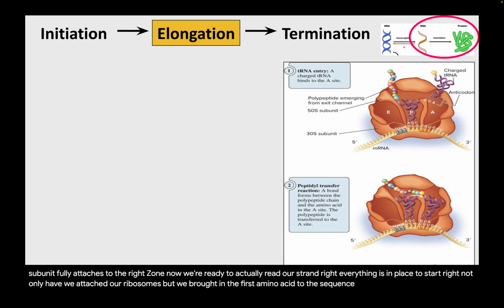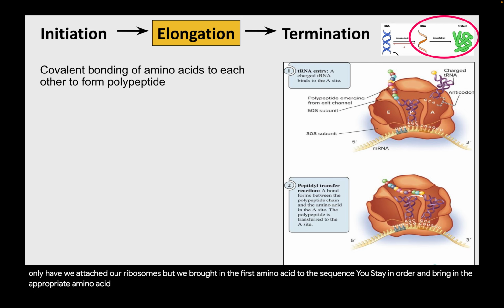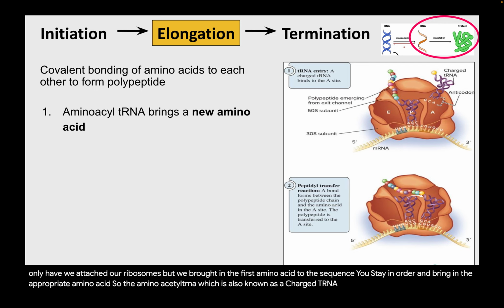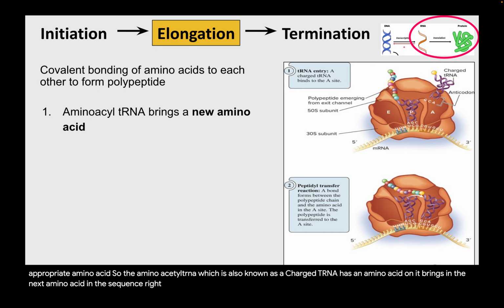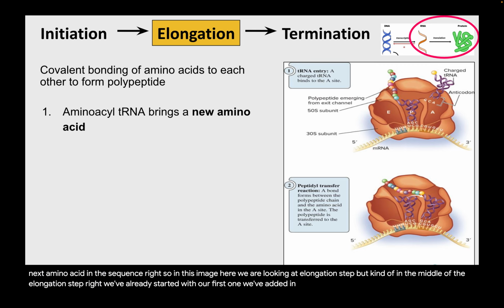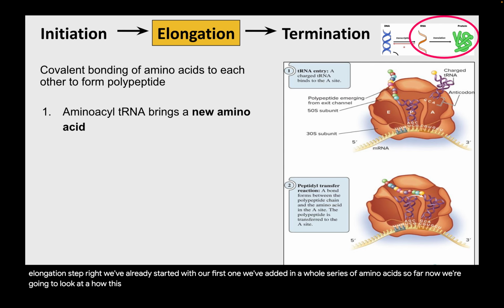Our next step, elongation, is basically the ribosome reading the mRNA in order and bringing in the appropriate amino acid. The aminoacyl tRNA, also known as a charged tRNA, has an amino acid on it and brings in the next amino acid in the sequence. In this image, we are looking at the elongation step, kind of in the middle of it. We've already started with our first one. We've added a whole series of amino acids so far. So now we're going to look at how this polypeptide continues growing.